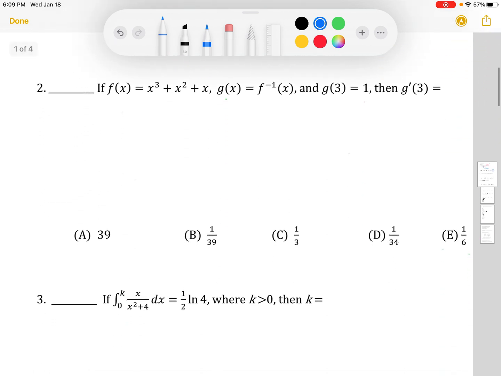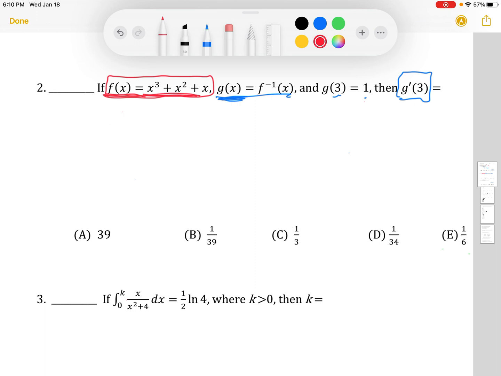Number 2 is giving you an original function. It's telling you that the inverse is going to be called g. It tells you that the inverse has an input of 3 at an output of 1, and it wants to know the derivative of the inverse at 3. Now, there's a couple ways we could do this. First of all, the logical way would be to find the inverse of this function, derive it, and plug in 3. It's not that simple. We cannot find the inverse of this equation very simply.